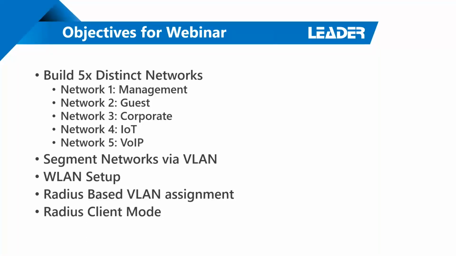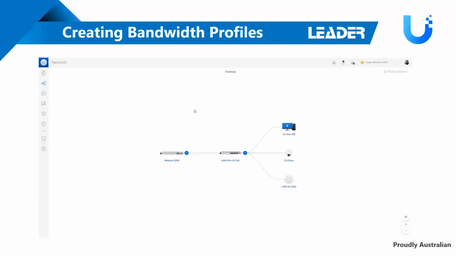We're going to show you the wireless LAN setup, and then of course how Radius ties into all of this and how we're going to use Radius for VLAN assignment primarily. And then we're also going to see how we set up the Radius in kind of a client mode where we have an external Radius server, something like Azure AD, etc. With that said, we're going to dive straight into it and we're going to see how we build these networks.